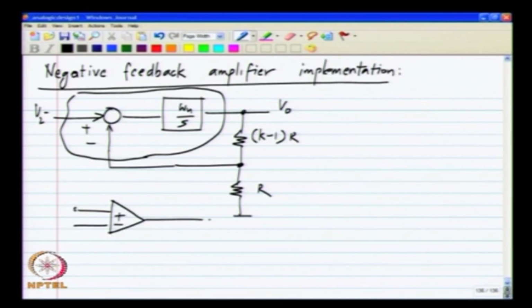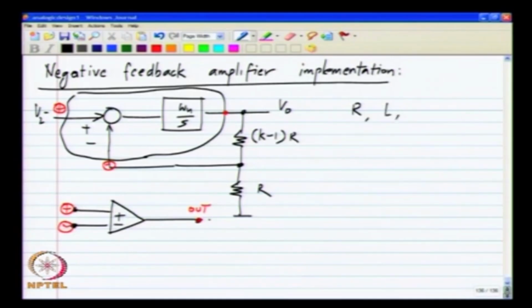So this corresponds to these terminals. We can think of this as the plus terminal, minus, and this is the output. Now, how do we actually go about implementing this one?